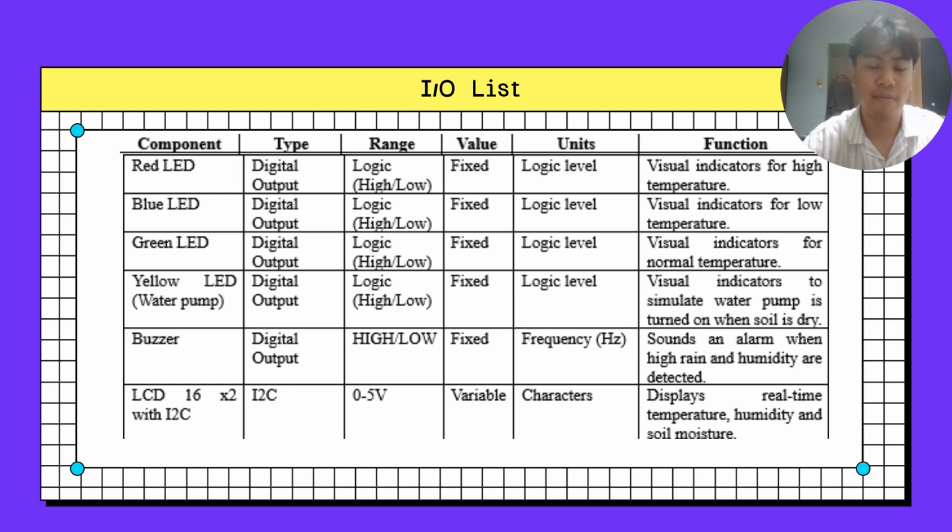We also do have buzzer that is digital output with the range of high and low. With the unit is frequency. The buzzer will sound an alarm when high rain and humidity are detected.